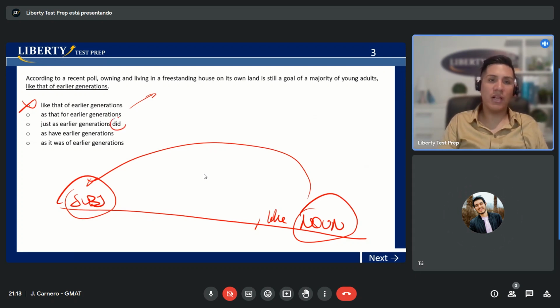Okay, "did" is a helping verb, and this one is a "to be". "Is" is what you're trying to replace. That's the main verb of the clause. So "did" cannot do that. That's wrong. Okay. What other thing can you eliminate?